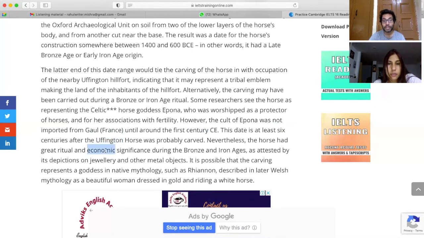So the horse had economic significance. It was important for customs during the Bronze and Iron Ages, right? Because you can see on jewelry and other objects, the horse is depicted. You mark this point. The horse is depicted on various objects.